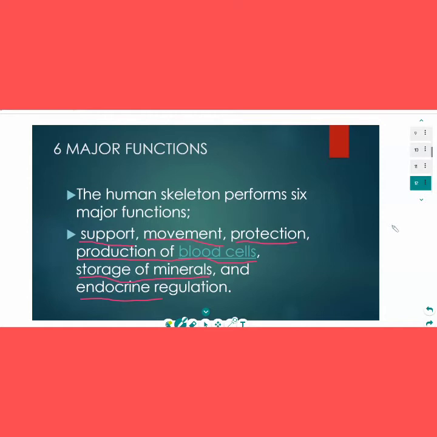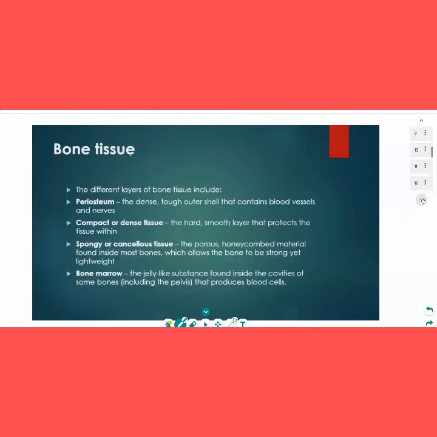And endocrine regulation, by these ways the bone function depends. So until this we have discussed already. Here we are going to the next topic, bone tissues. So bone tissues means, put the heading, Mariam, just note it down. We are going to the next topic as bone tissues. Yeah, let me just do that.